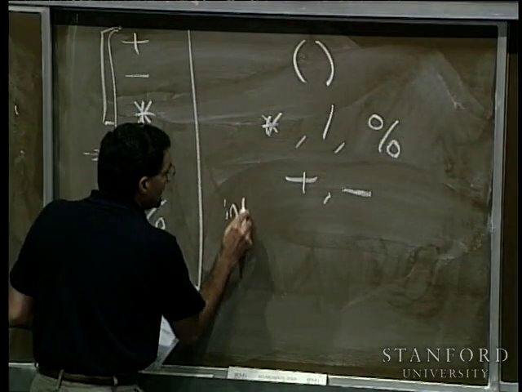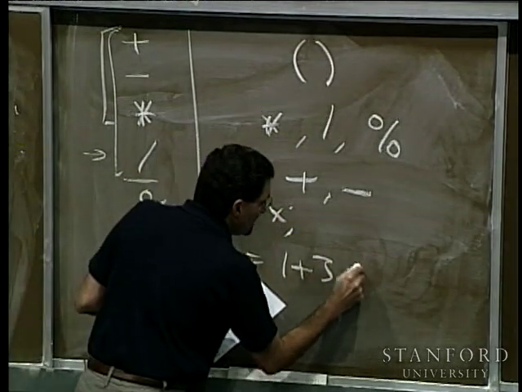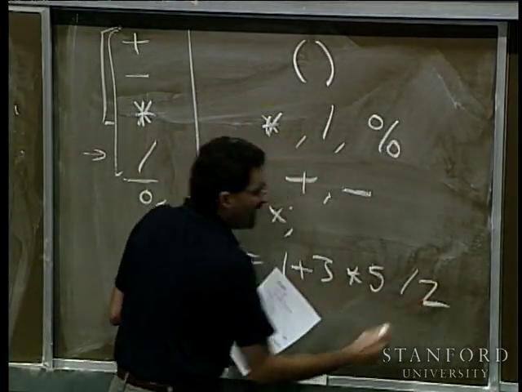But to make that concrete, let's say you have some integer x, and we say x equals 1 + 3 * 5 / 2.